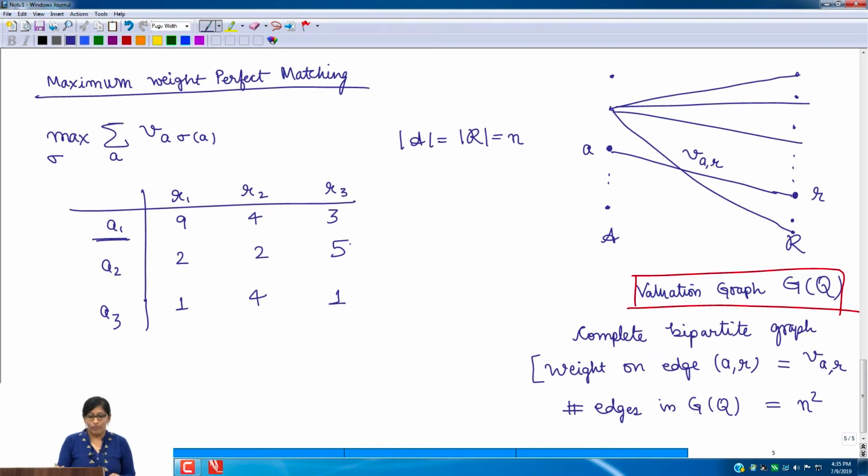So, what do I mean by maximum weight perfect matching? I just want to come up with a matching which should be perfect and I want to maximize the weight. And remember, the weights are nothing but these matrix entries in this particular graph, right?